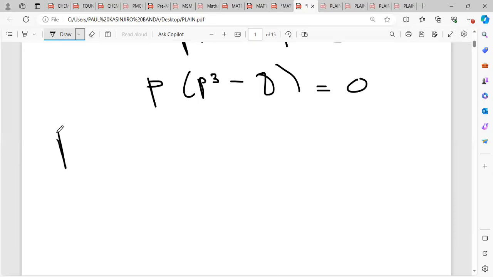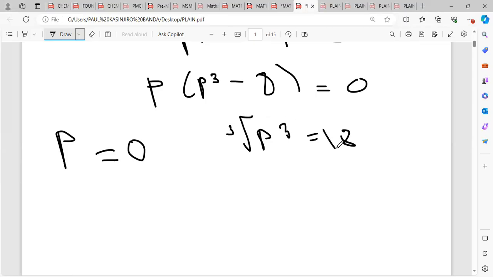What do I have from this? I have p is equal to 0. Then the other one will definitely be p to the power 3 is equal to 8. So here you can find the cube root. So what is the cube root of 8?